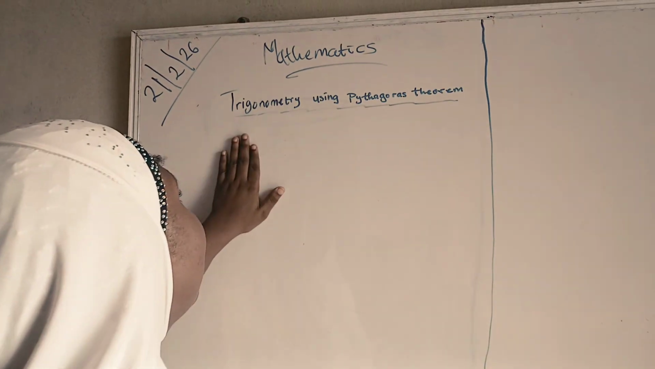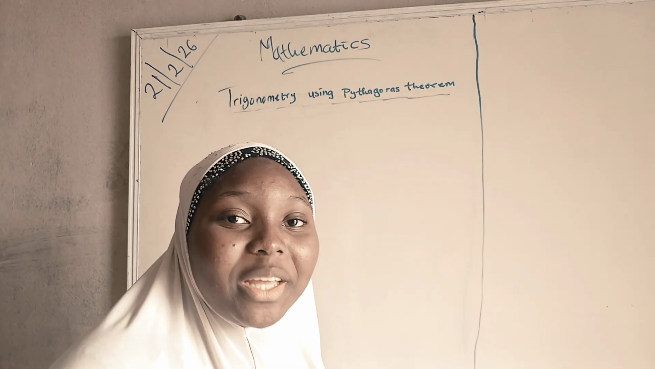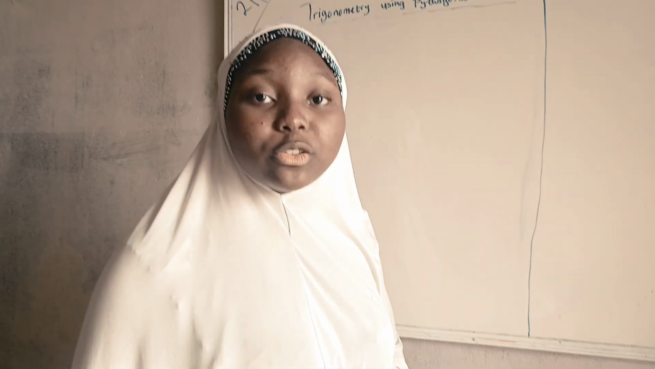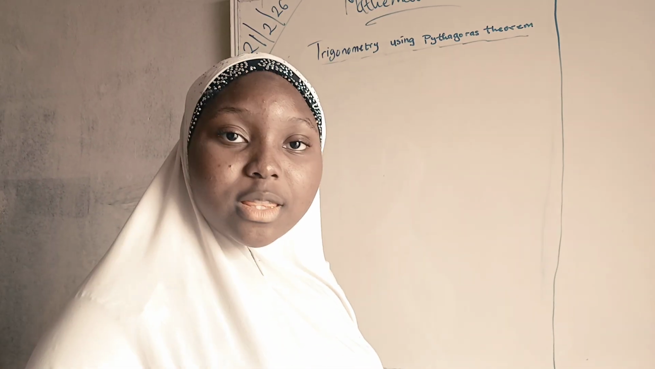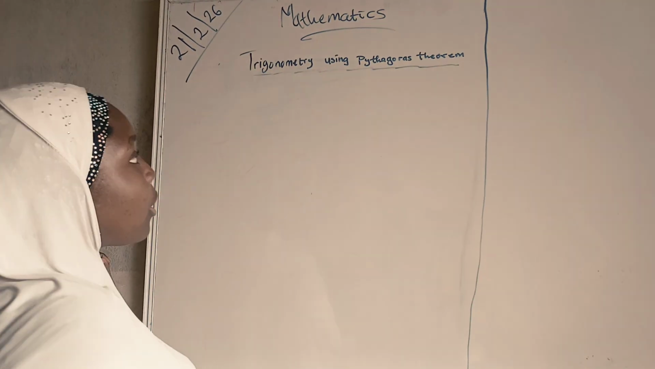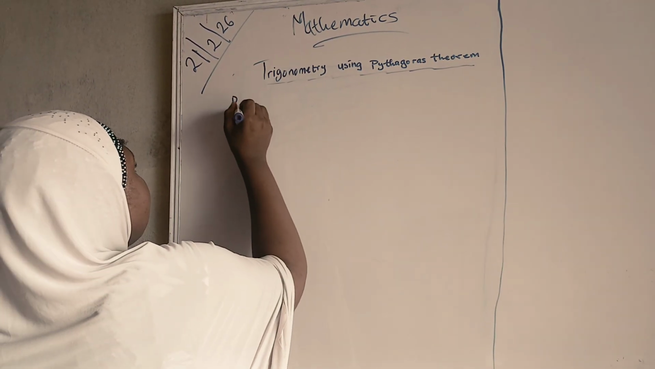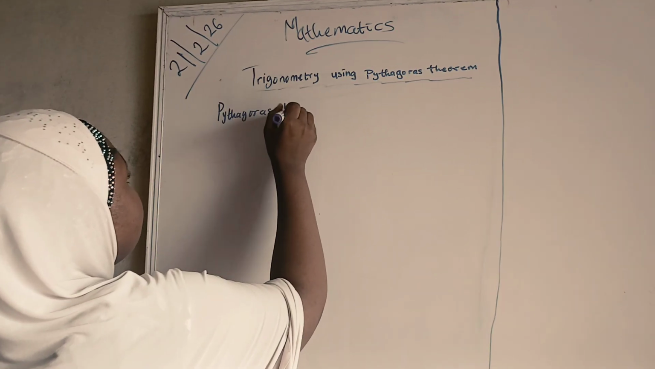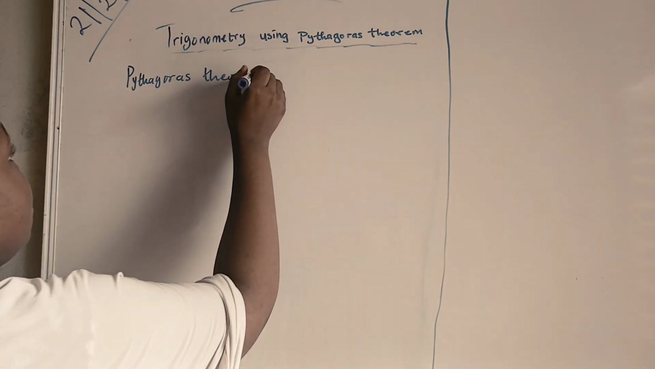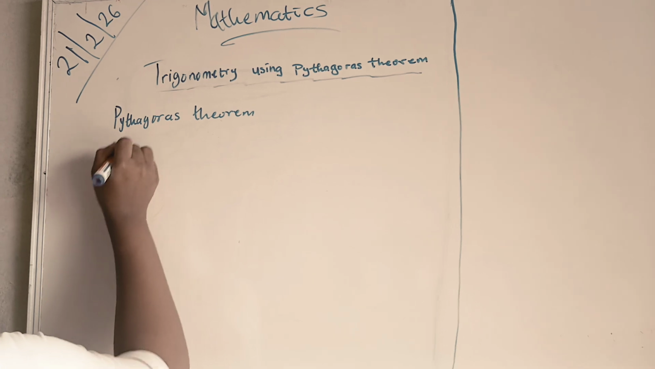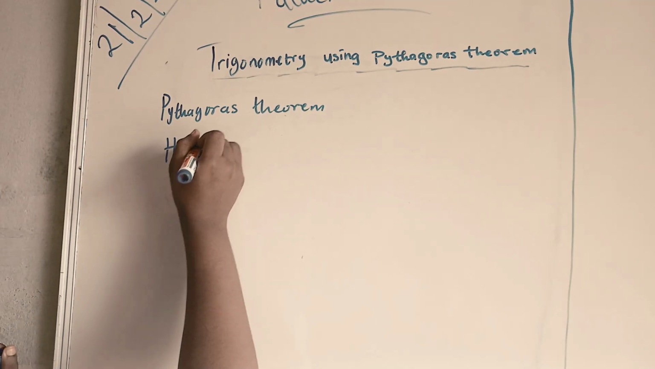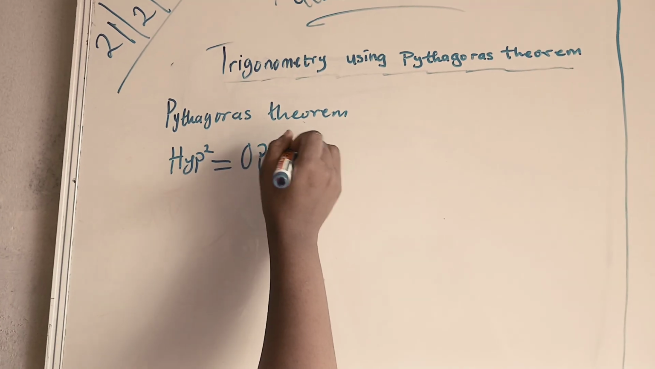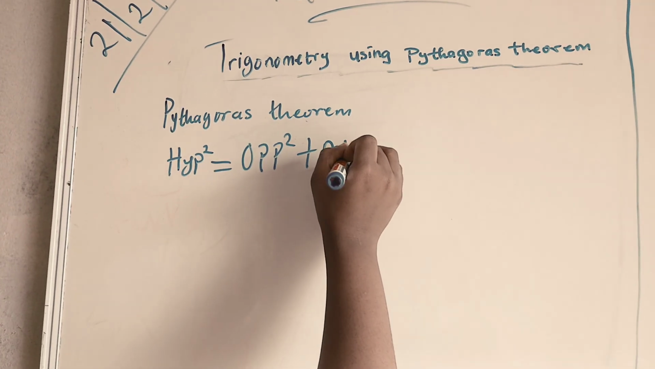Today we will be continuing the topic before that, the topic trigonometry. So in this session of trigonometry, we will be learning trigonometry using Pythagoras theorem. Then the Pythagoras theorem says hypotenuse square is equal to opposite square plus adjacent square.